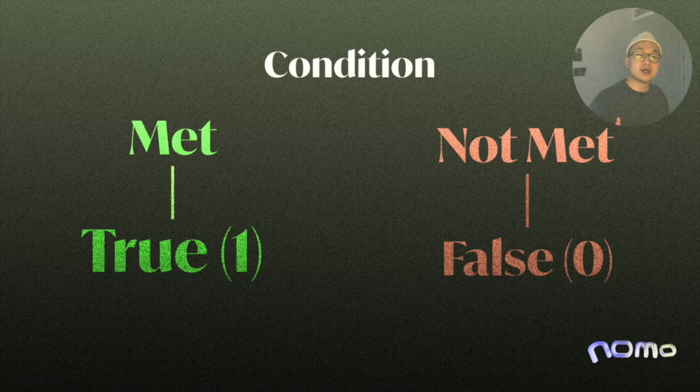We have mentioned the data type Boolean that indicates true or false just a few seconds ago. In the case of a condition, it is outputting essentially a Boolean value, true or false. When a condition is met, the condition will output true. When a condition is not met, the condition will output false.